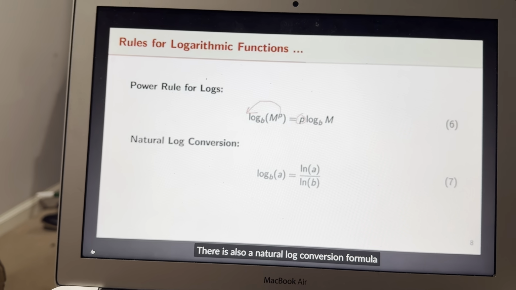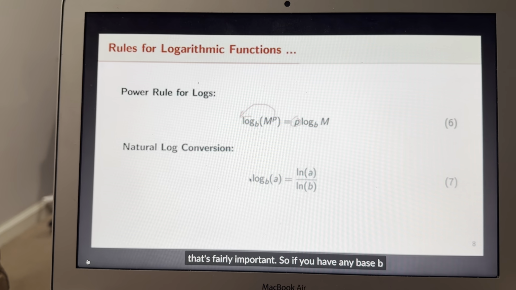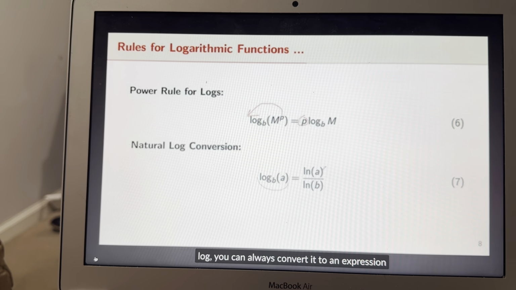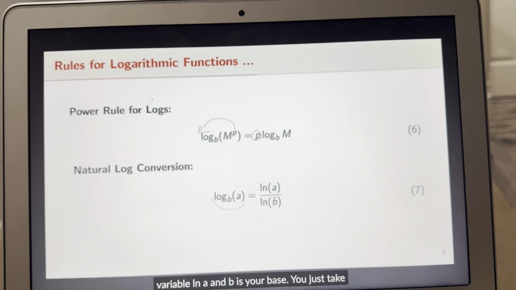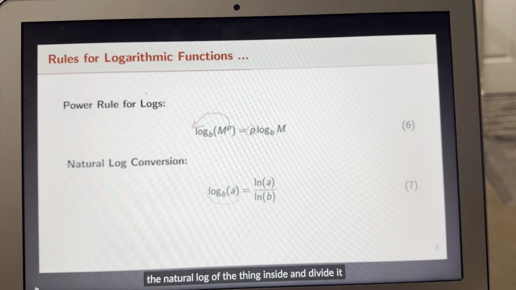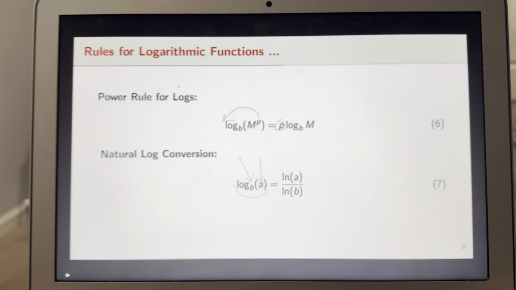There is also a natural log conversion formula that's fairly important. If you have a log of any base b, you can always convert it to an expression involving natural logs, where a is your variable and b is your base. You just take the natural log of the thing inside, ln a, and divide it by the natural log of the base, ln b.